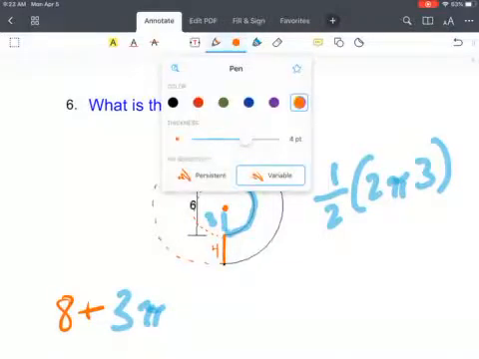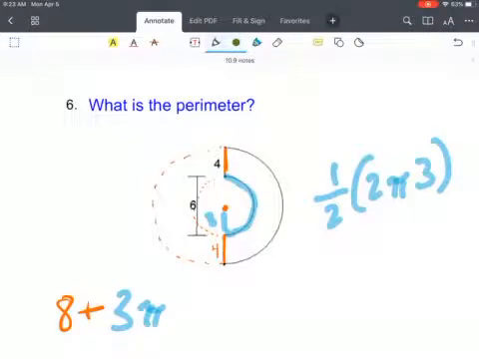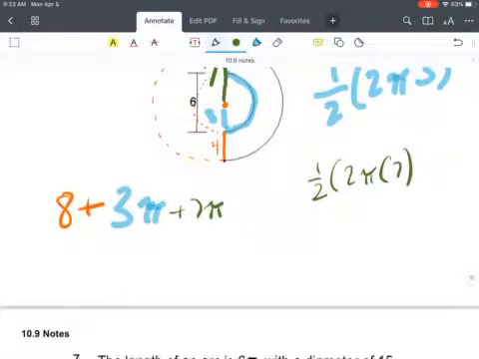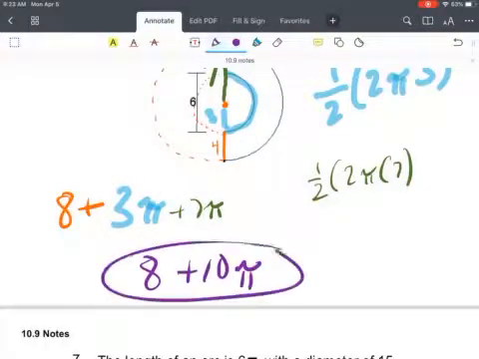And then for the big circle, it has a radius of 3 and 4, which is 7. So for that one, it's going to be half of 2 pi 7. So that is going to be adding 7 pi. So our total perimeter is 8 plus 10 pi.